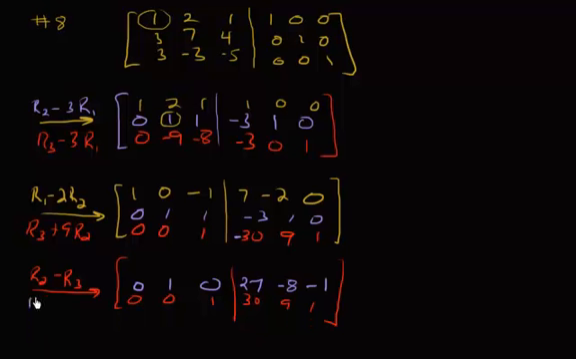Okay, now to our last operation, which will be row 1 plus row 3. Notice that when you add those two together, you'll get 0. Alright, so this should be a quick one. We get 1, 0, 0. 7 minus 30, which is negative 23. Negative 2 plus 9, which is 7. And 0 plus 1 is 1.